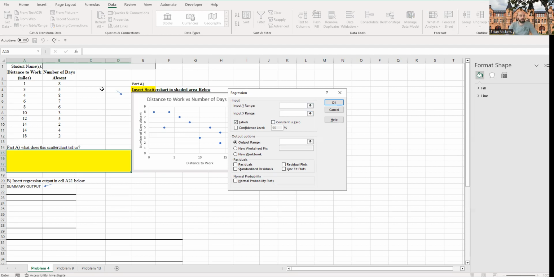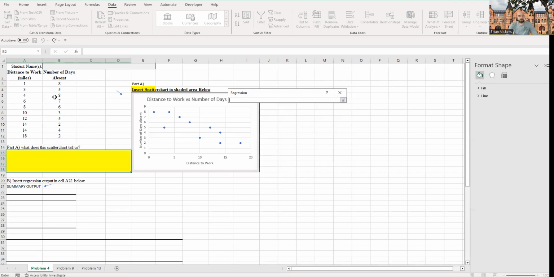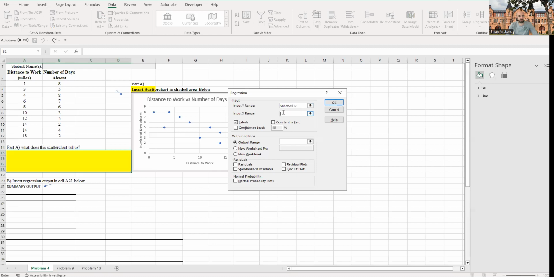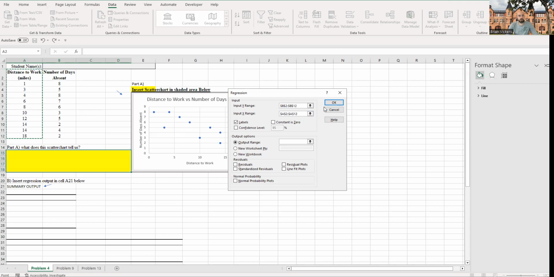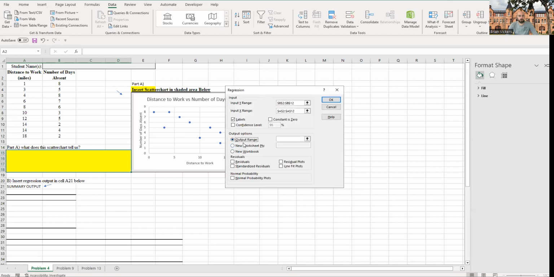So for the Y range, we will include the label at the top here: the number of days absent. We're trying to predict how often somebody's going to be absent. We highlight all of that. On the X range, you can click this arrow and drag it over, but I usually just click in the box here. Distance traveled to work in miles is the explanatory variable. Make sure the Labels box is checked. Under Output Range, the default says New Worksheet, but we want to click Output Range, and I've given you the exact cell to click on for your summary output so that it all fits.